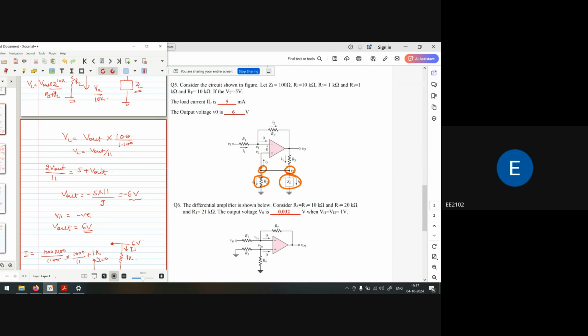That is the V out by 11. If you get the V out is 6, so VL is 6 by 11 multiplied by V out. Okay, this is the VL. Now what is the value of current? I is nothing but VL by R.